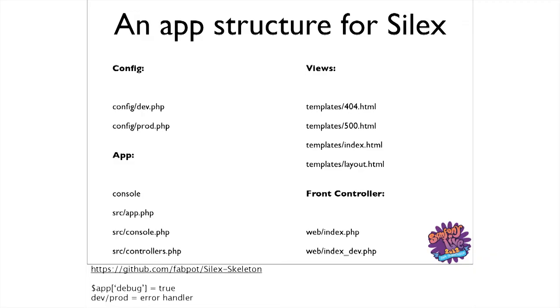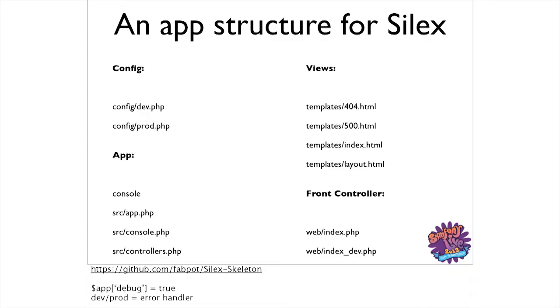So in this case, we have a source app, a source console, controllers for just a way to categorize our controllers, or a place to put our controllers, rather, and then some Twig templates. In this case, we have a template for 404, 500, an index, and a generic layout that you can use. So if you're familiar with Twig, the rest of this will feel very native. And then several front controllers, one for production, index.php, and another one with development options enabled, index_dev.php.